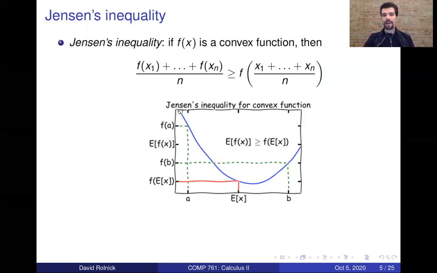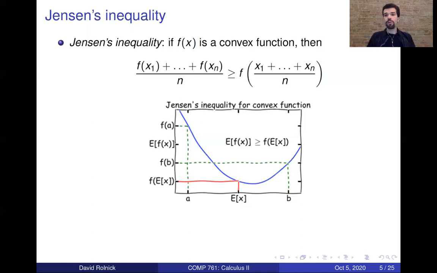But a way to think about it is here's this function. The version for 2 points is pretty simple. You imagine these 2 points. The average of those 2 points is here. Because the function is curving up, if you take the function at the average, you're going to be lower than the average of the function, which is like here. So this is higher than this. The expected value of the function is larger than or equal to the function evaluated at the average.